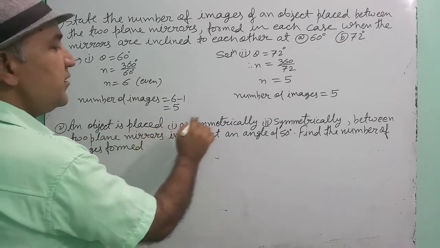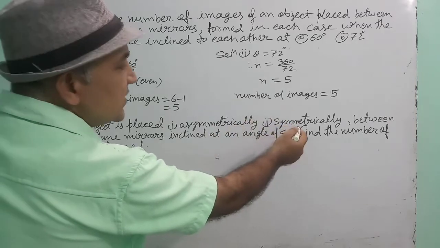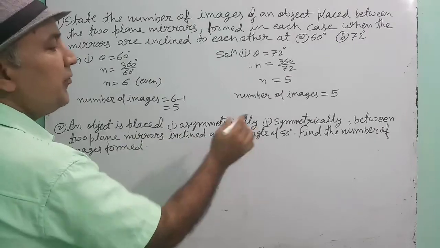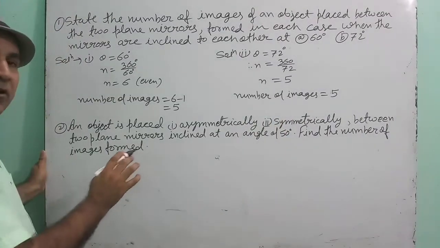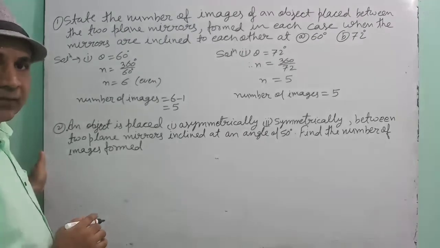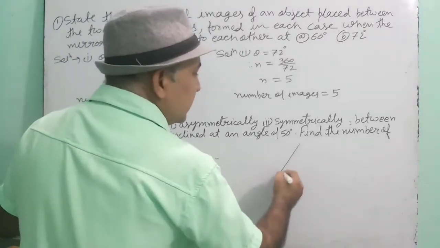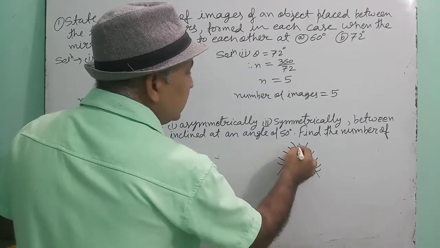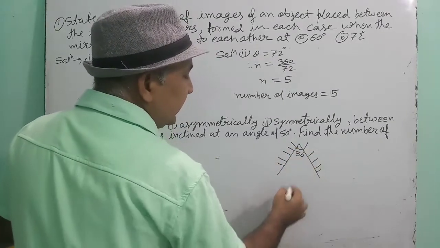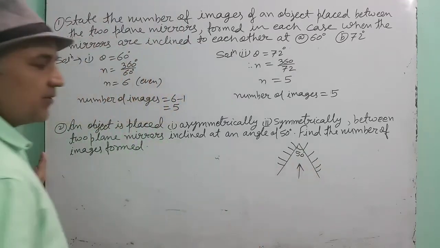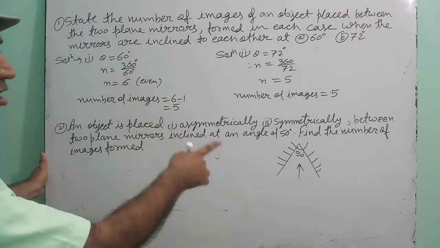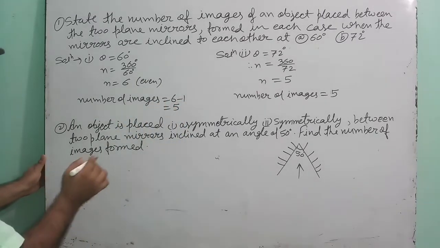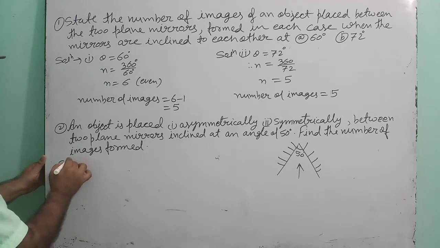An object is placed asymmetrically and then symmetrically between two plane mirrors inclined at an angle of 50 degree, then find the number of images formed. That means two plane mirrors are inclined at 50 degree. This angle is 50 degree, and suppose the object is kept somewhere here. In the first case the object is asymmetrical, in the second case the object is symmetrical. Then how to find the number of images?